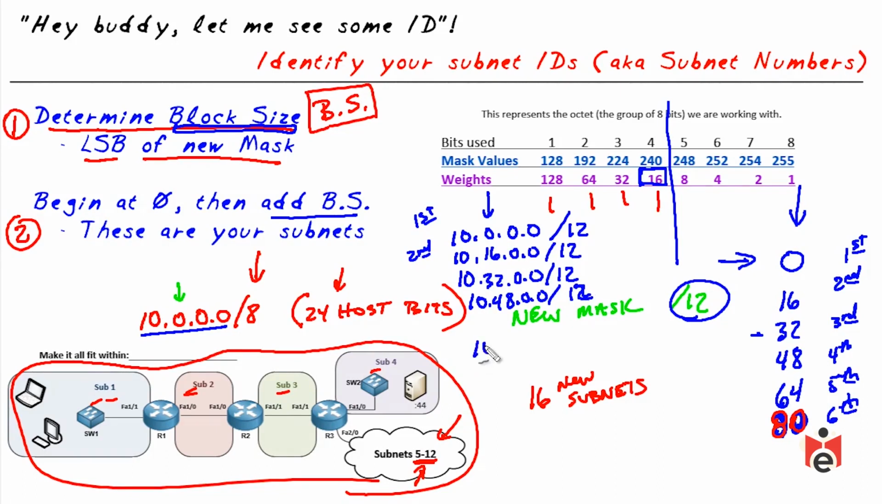And then we have 10.64.0.0/12 and 10.80.0.0/12. And if we continue this process, we would actually get up to a point where we have 16 possible new subnets because of the 4 bits that we're stealing.